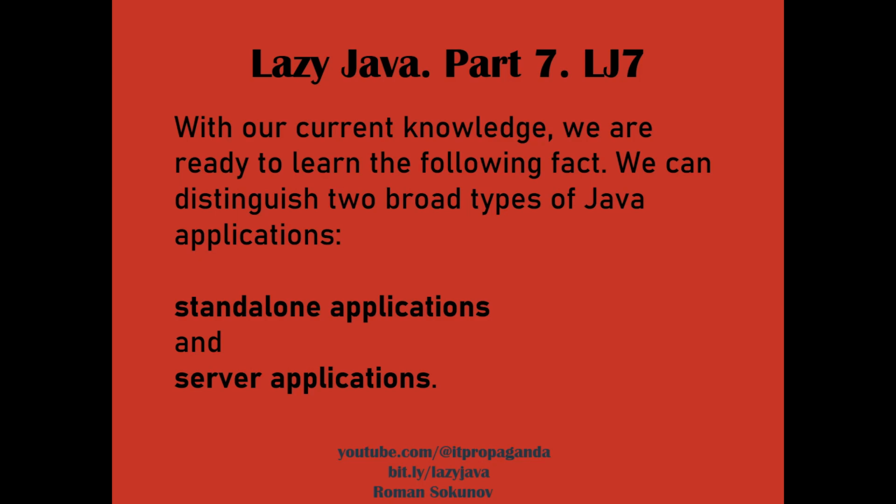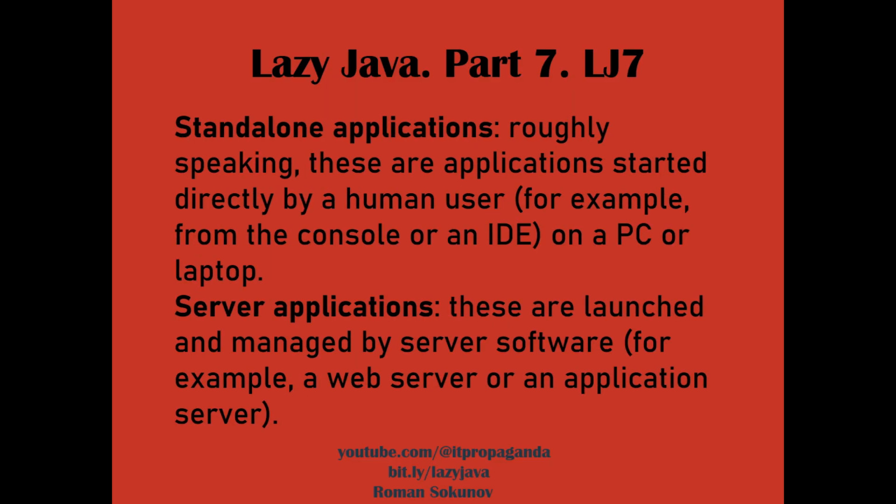With our current knowledge, we are ready to learn the following fact. We can distinguish two broad types of Java applications: standalone applications and server applications. Standalone applications. Roughly speaking, these are applications started directly by a human user, for example, from the console or an IDE, on a PC or laptop. Server applications. These are launched and managed by server software, for example, a web server or an application server.